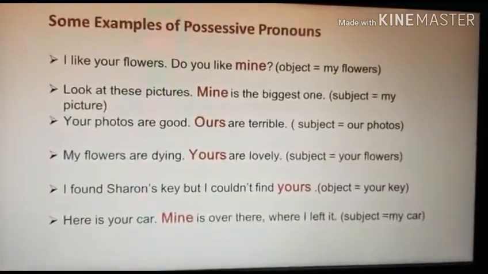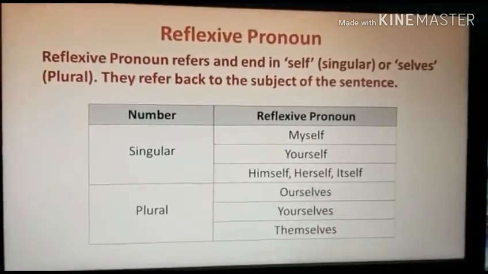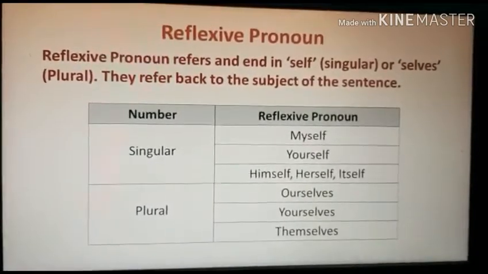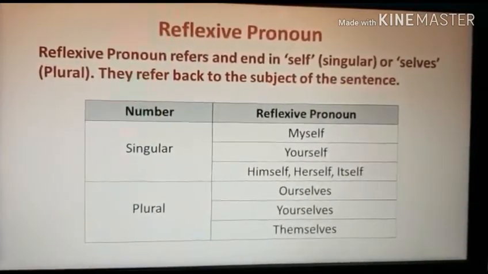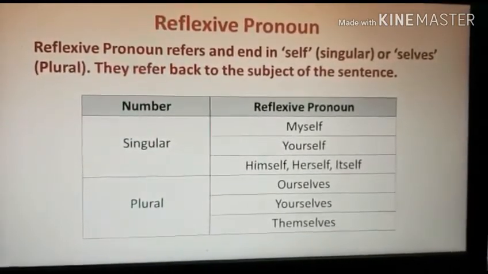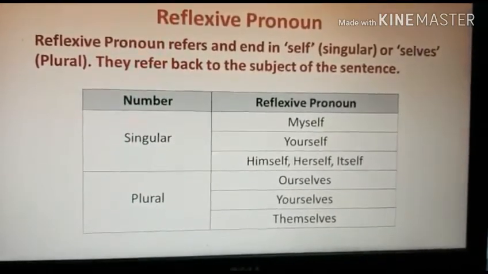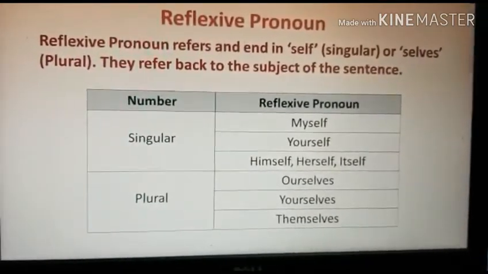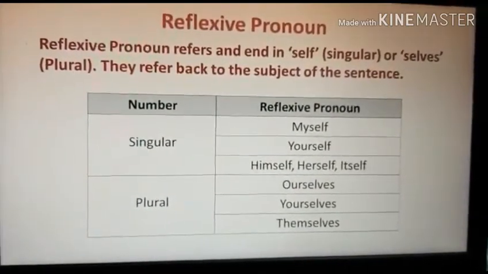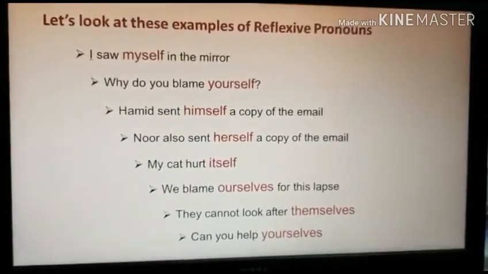The third form of pronoun is the reflexive pronoun, which denotes self for singular form and selves for plural form. They refer back to the subject of the sentence. Singular reflexive pronouns are myself, yourself, himself, herself, etc. And in the plural form, they are ourselves, yourselves, and themselves. Once again, the statements in this slide indicate the reflexive pronouns in red color.